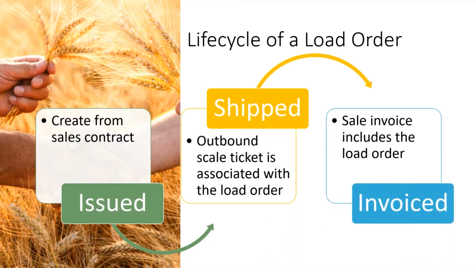After the load order is shipped, we want to be able to create a sales invoice. And the sales invoice includes that load order number in addition to the scale ticket number and the contract number and all those traceability things. So that your customers, when they get the sales invoice, can track, oh, I see it's for this load number, and can update their accounting system accordingly.